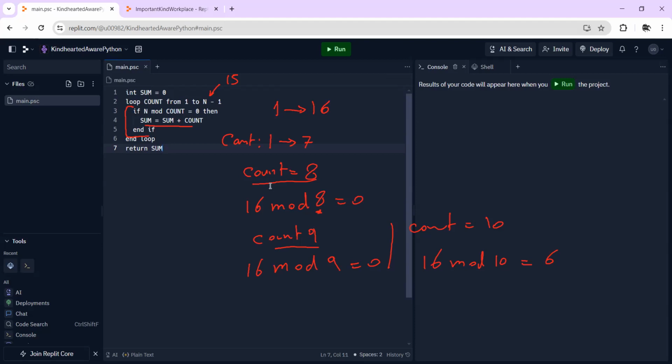So put 11, 16 mod 11 is 5. Okay, now we run forward. 16 mod 15 is 1. It will not be counted, right? Yes. And 16 mod 16, no, you already put n minus 1. So what I want to say is that starting from count equals 9 until you reach count equals 15 or even 16, you are actually not counting.